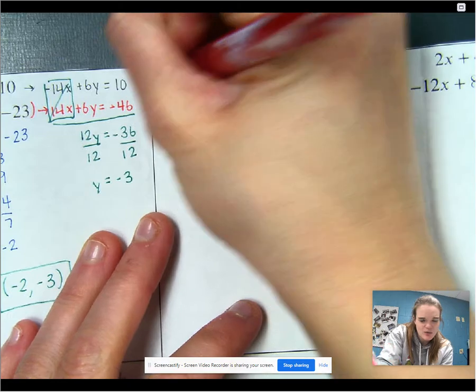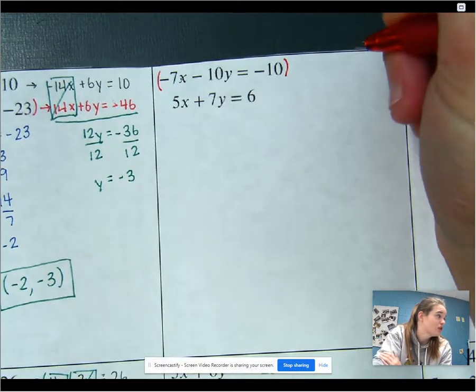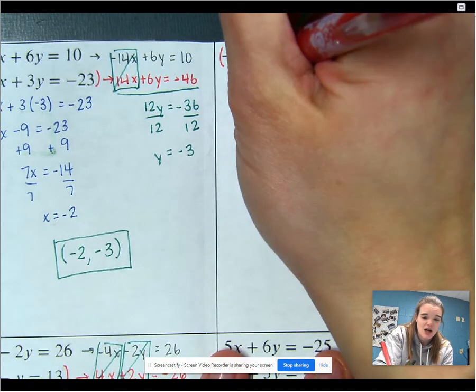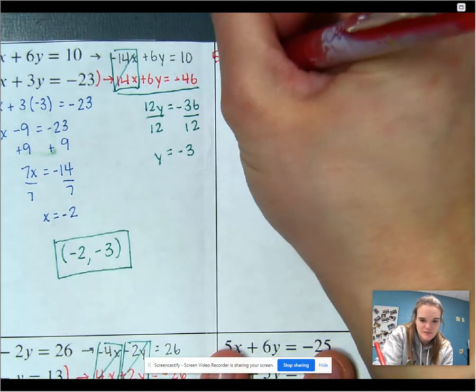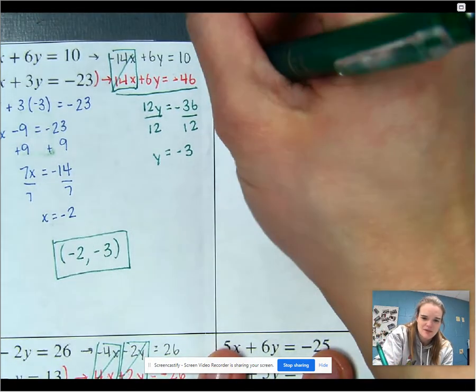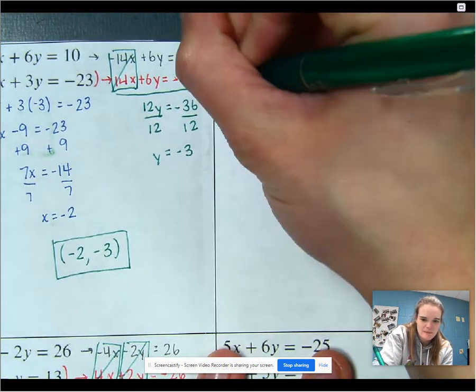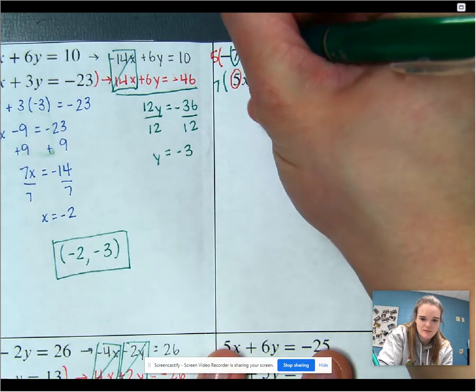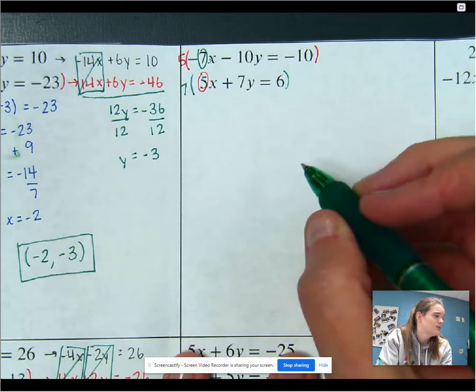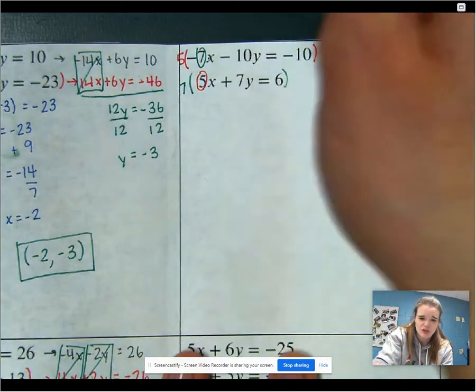To know exactly what to multiply by, we're going to make your life easier, and you could do it with this as well. We're going to multiply the top by 5. That came from right here. And the bottom by 7. That came from right here. Notice I'm not doing negative. They still need to be opposite signs. I just swapped them. That makes it easier on you.